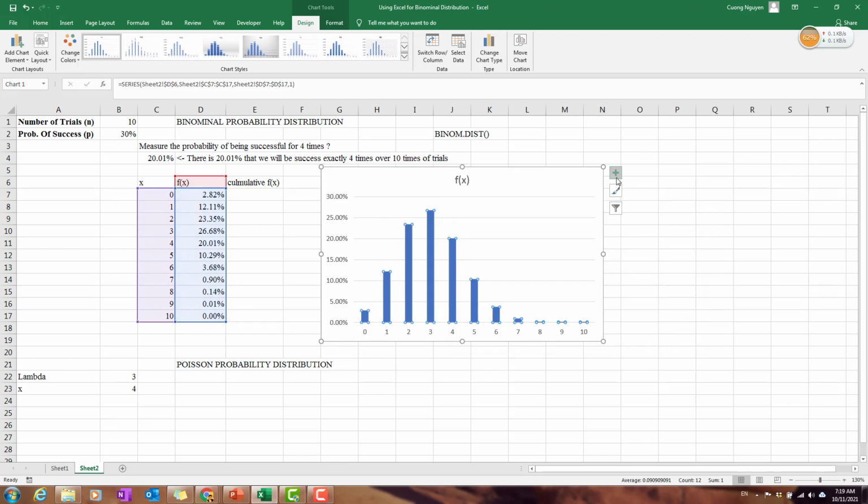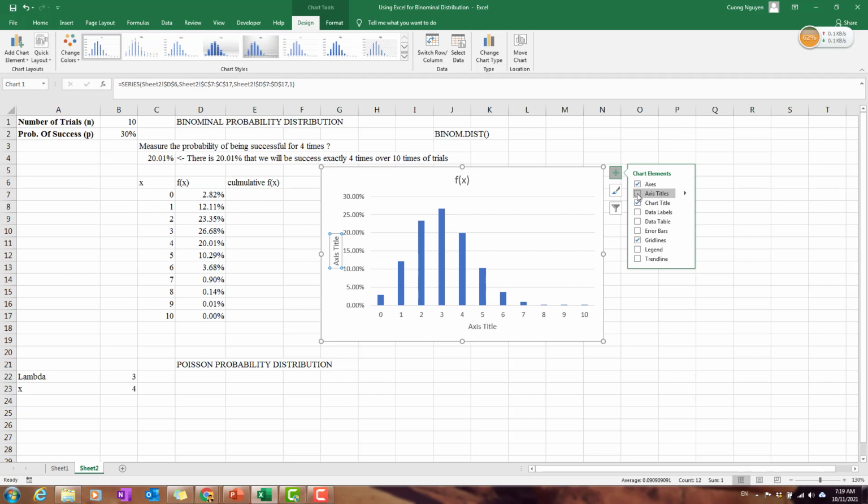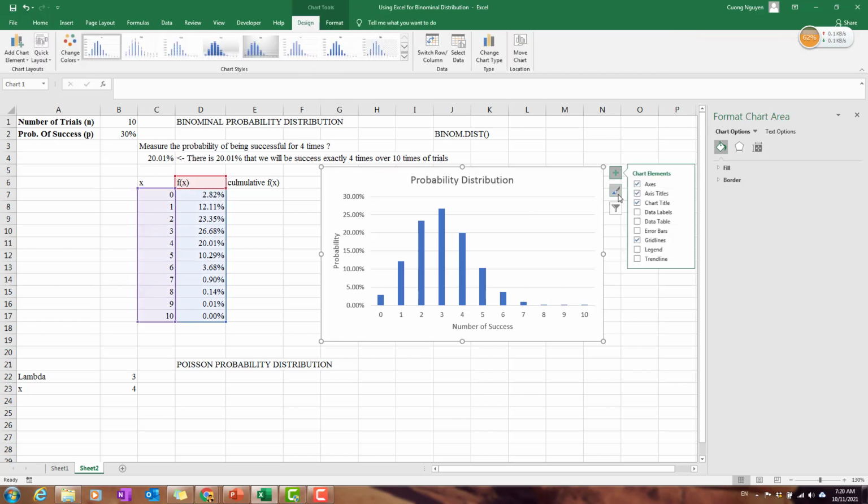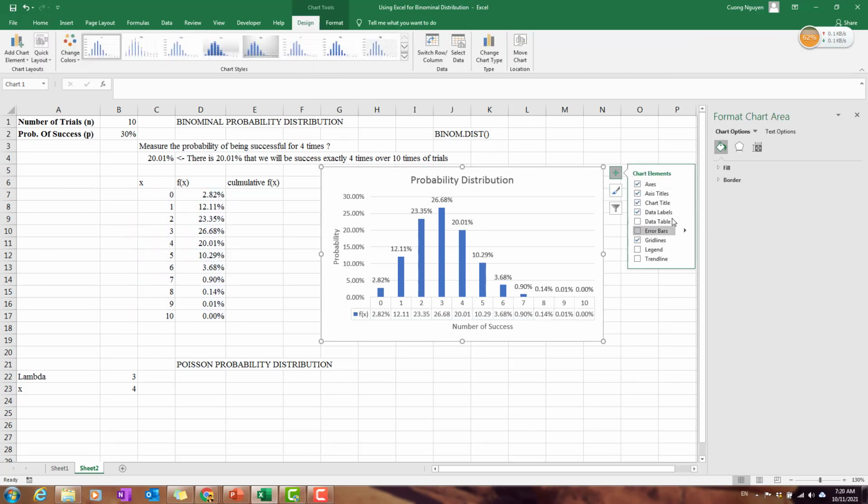Okay, the same thing you can do with the title. This could be changing the number of successes. Number of successes, and this will be the probability. You can also call it the probability distribution. That could be the point. Also, if you want to see the data label, you can put it on here.